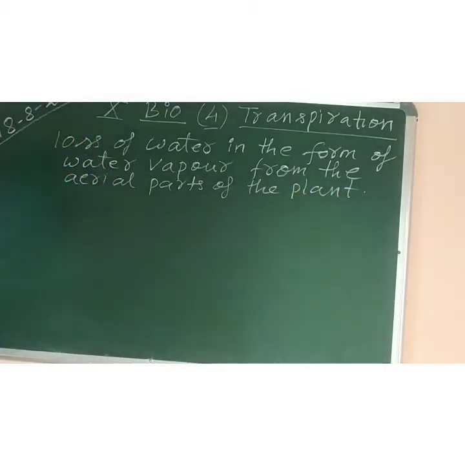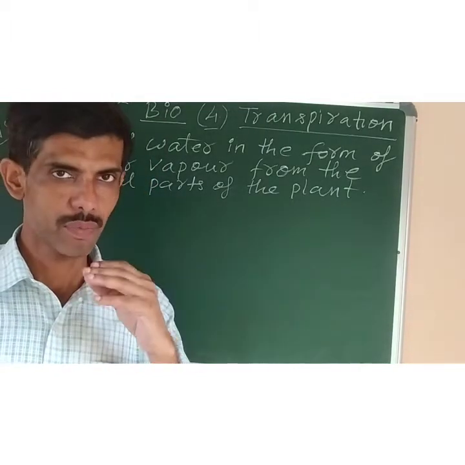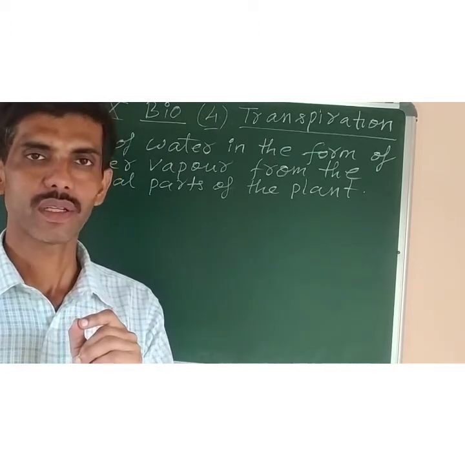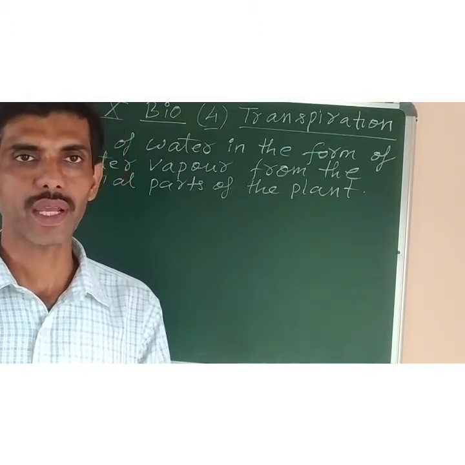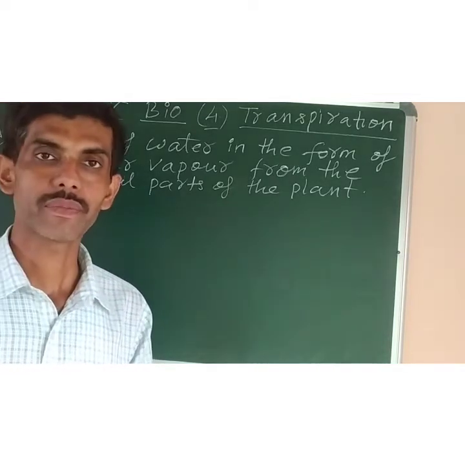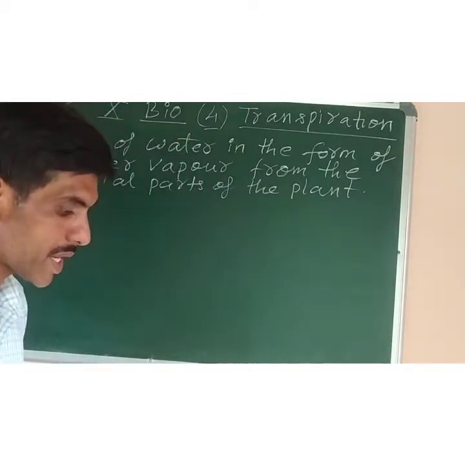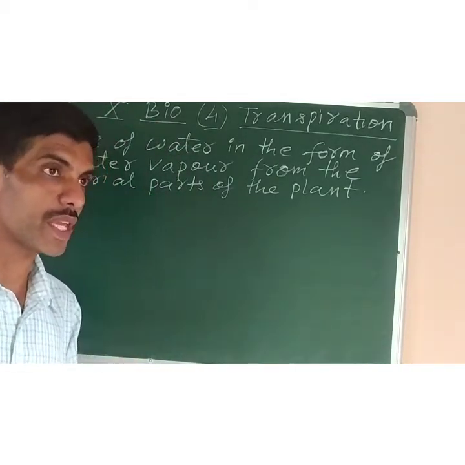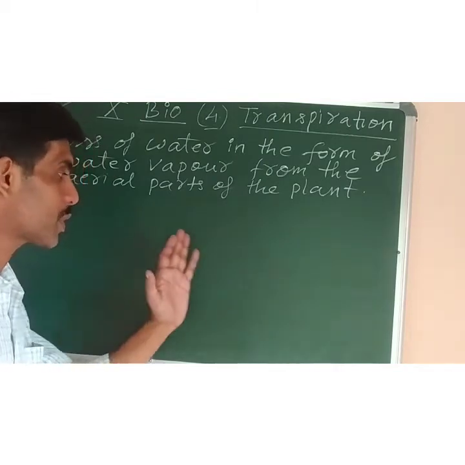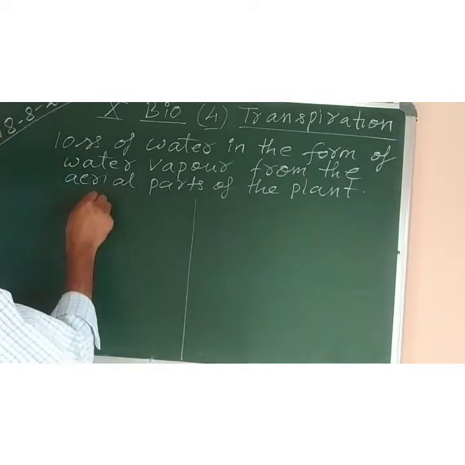Now, for transpiration to occur, just now I told you that it mainly occurs through stomata, which are the tiny pores present on the leaves as well as green stems, and transpiration can also occur through the lenticels and cuticle. Now next, transpiration is not a simple process of evaporation. You know what is evaporation. What are the differences between transpiration and evaporation? It's mentioned in your book also.